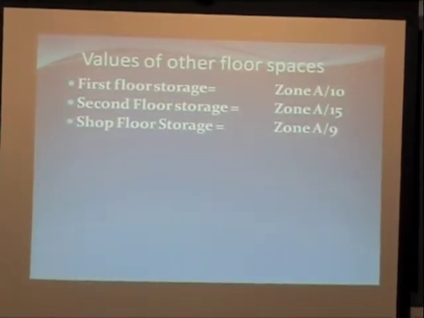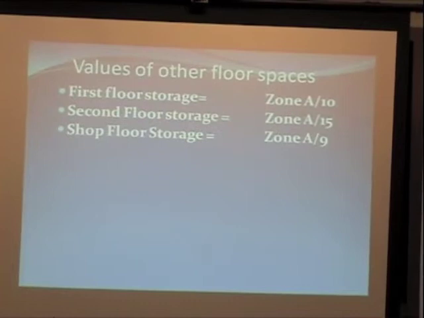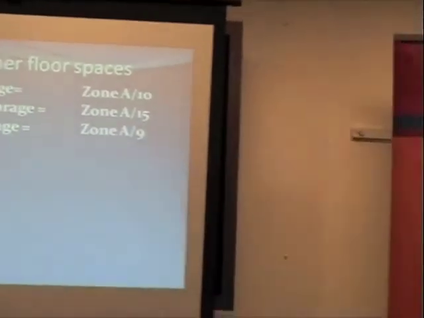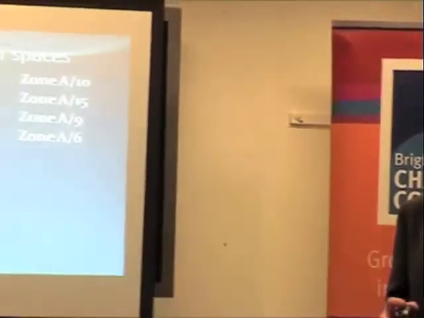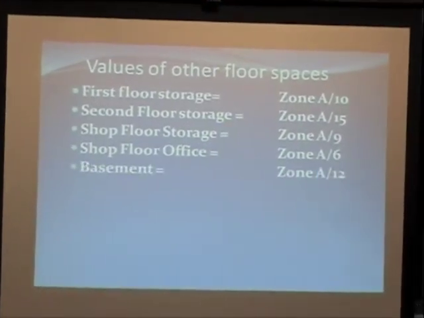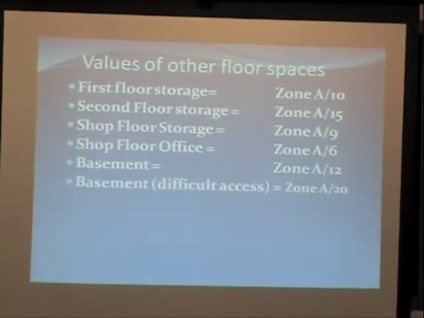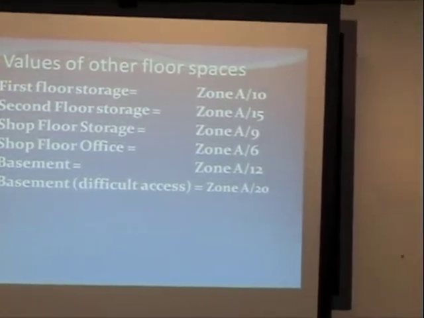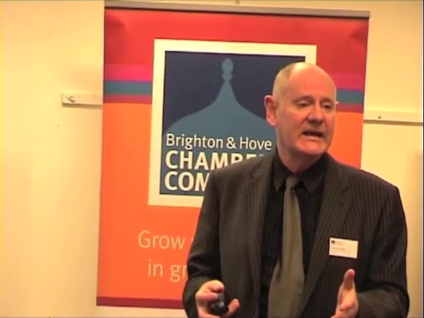It's on the shop floor, but it is behind a door or behind a wall, then it's Zone A divided by 9. So if you're paying £20 a square foot, it would be £20 divided by 9. If you have got a shop floor office, it's zone A divided by 6. If you've got a basement, it's generally zone A divided by 12. But if it's a crap basement with difficult access, then it could be zone A divided by 20. Now, difficult access might be a trap door to get down into it, or not a proper staircase, ladders instead.